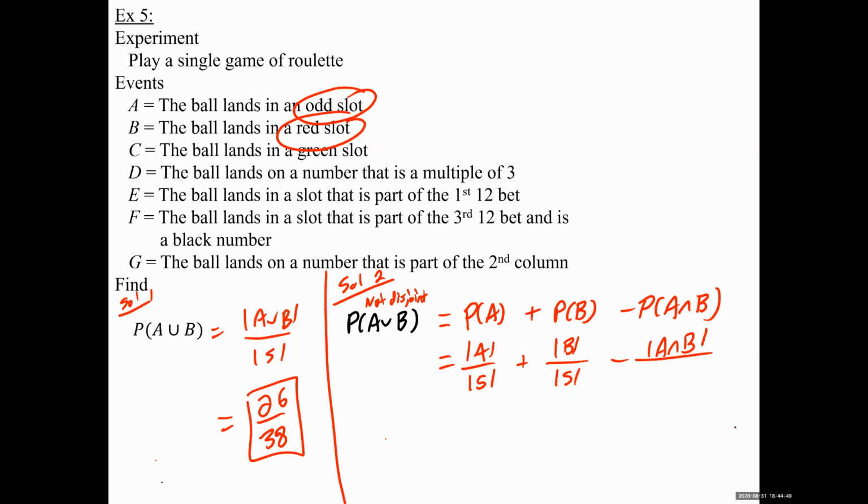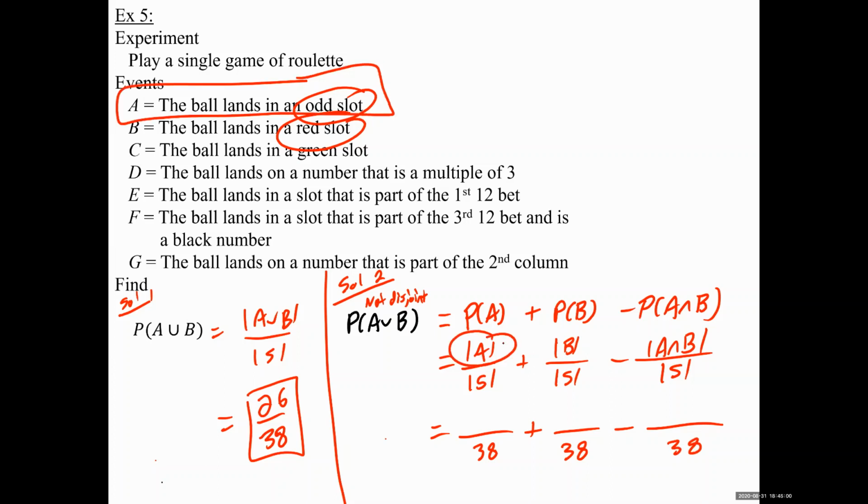Again, it's more work this way, but it's easier things to count. The bottom is all 38 because they're all absolute value of S. Let me put that first. Okay, absolute value of A means count the odd slots. How many odd slots are there in a roulette wheel?